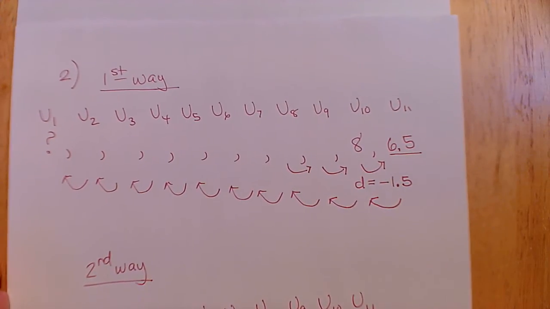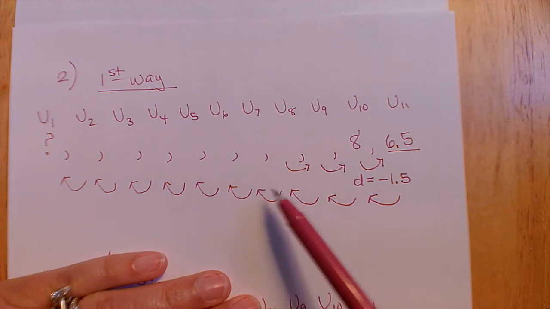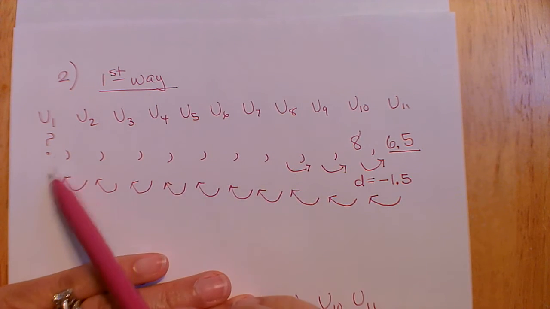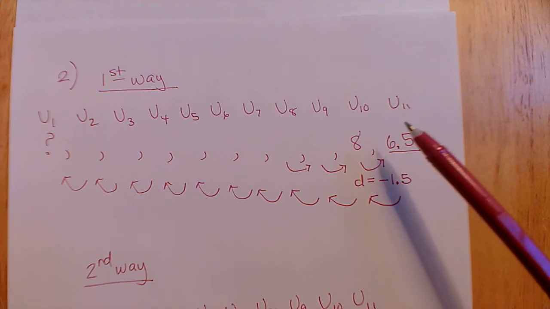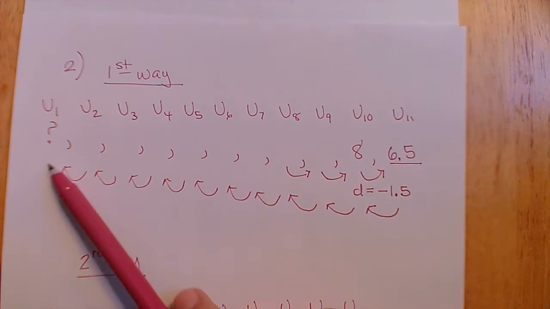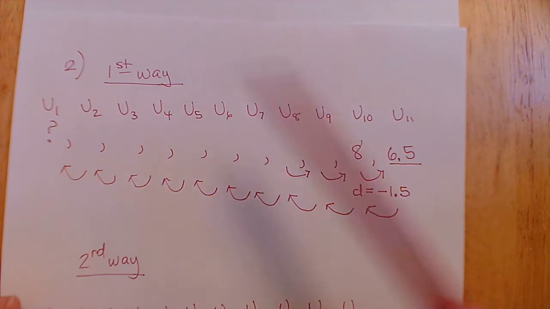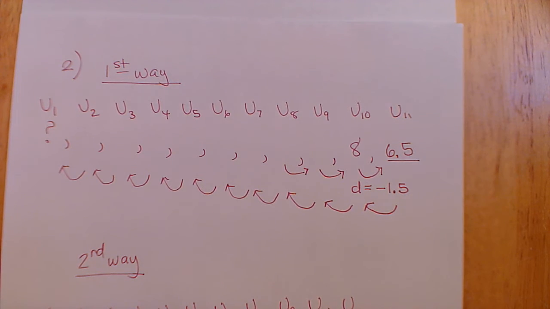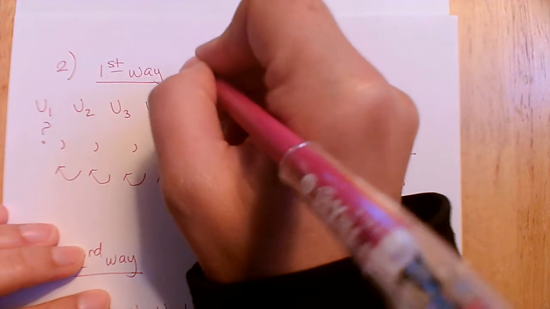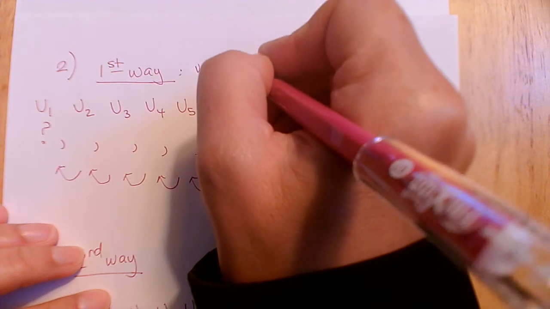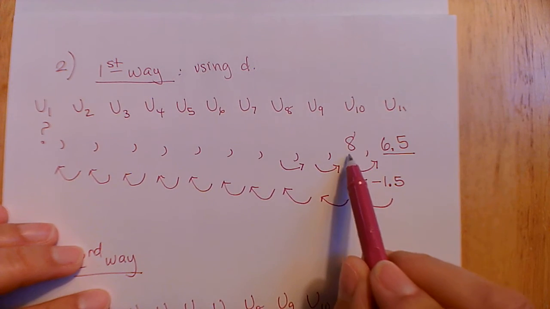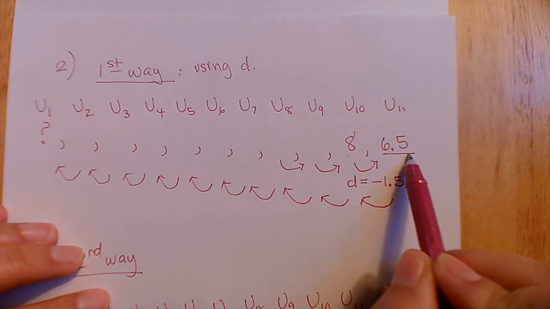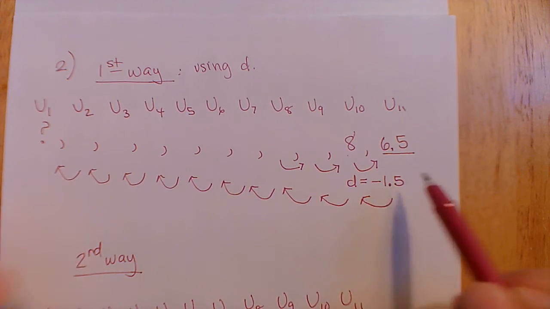All right. So our first way here, first way. This was the same exact picture that I drew before. So we're looking for U sub 1. We have U sub 10 and U sub 11. So this first way is going to be using the common difference. We know the common difference from 8 down to 6.5. We have to subtract 1.5.